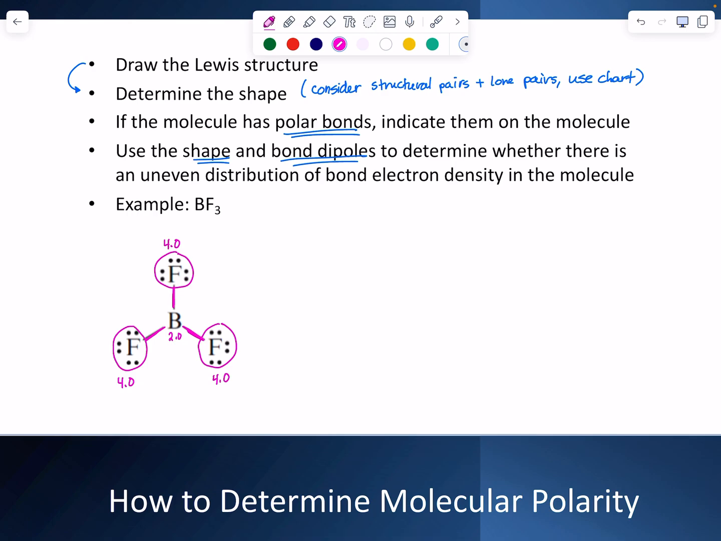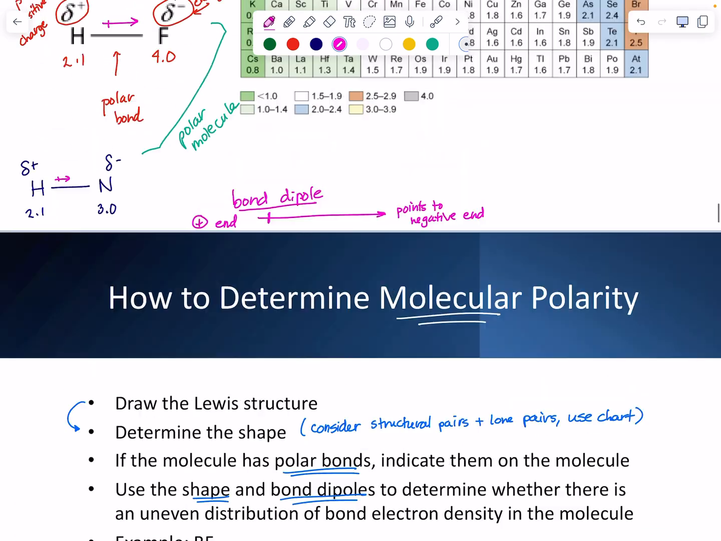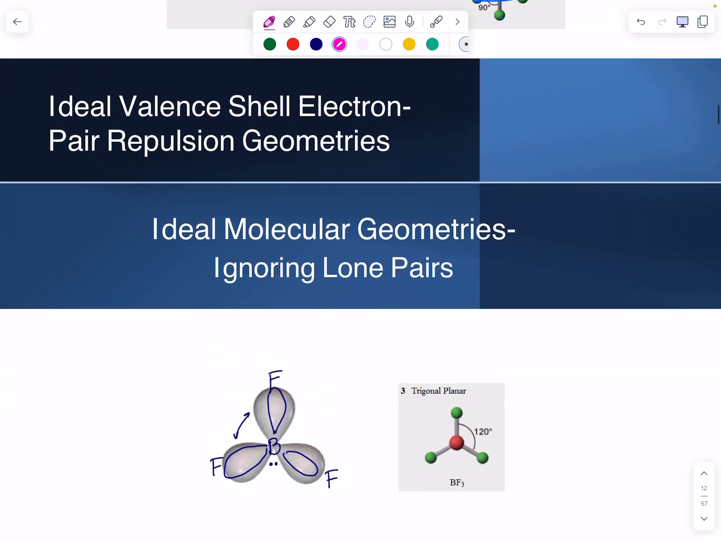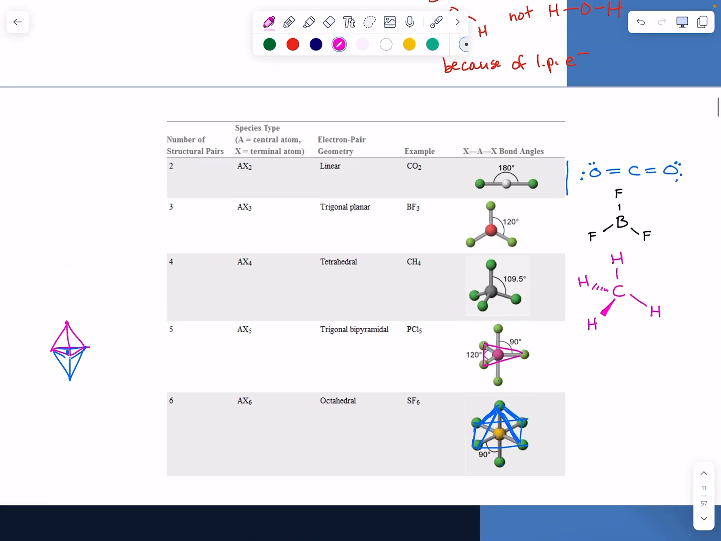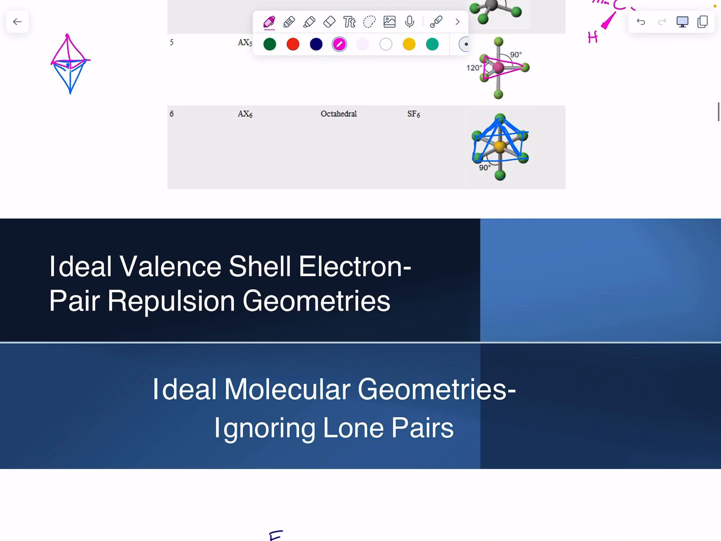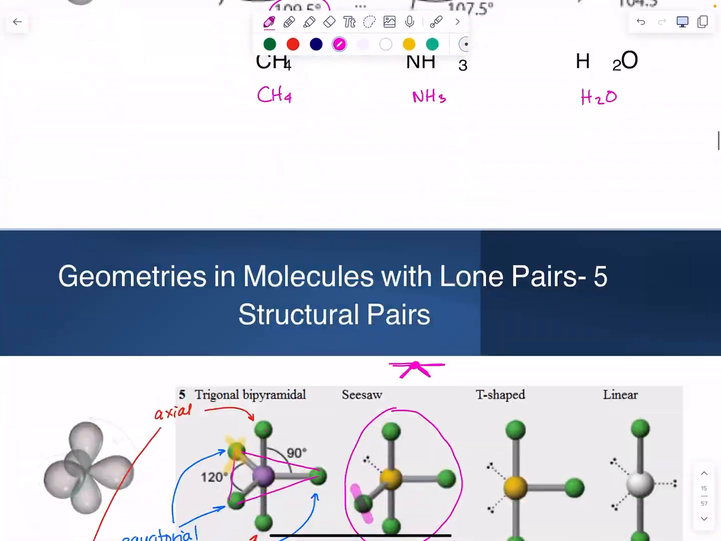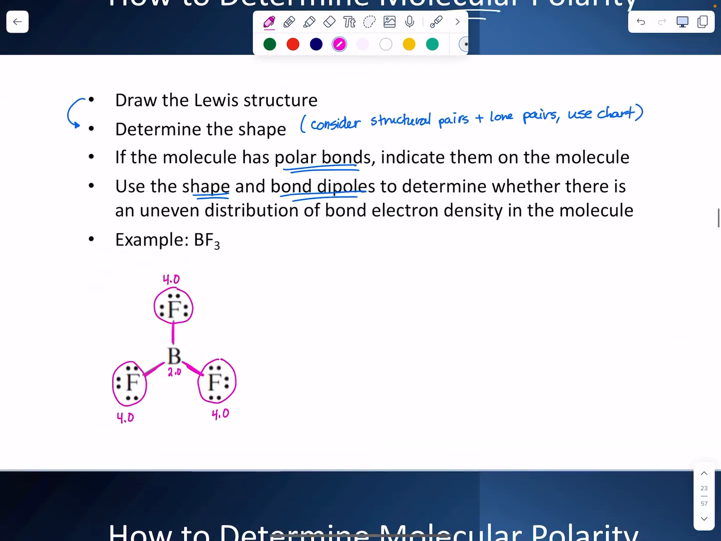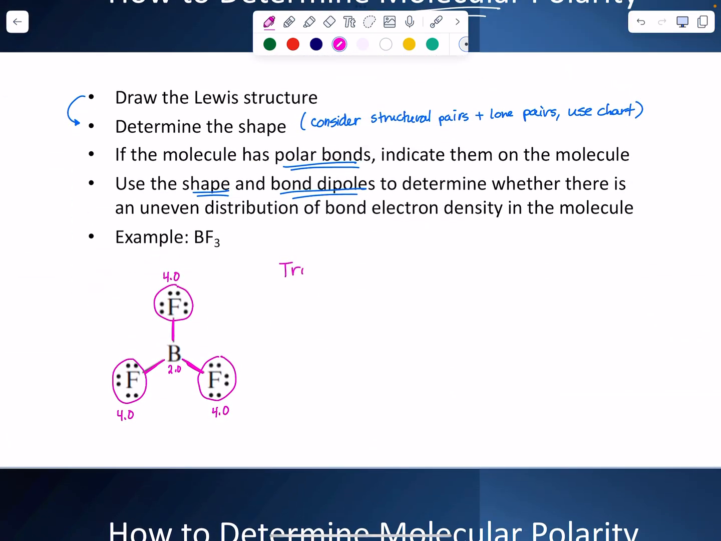All right, so for this molecule, I've got three things attached to my central atom. So if we go all the way back to the chart, here we are in BF3. This happens to be one of our examples for when you have three things attached. Our geometry is trigonal planar. So now let's go back. All right, so we've got trigonal planar geometry.